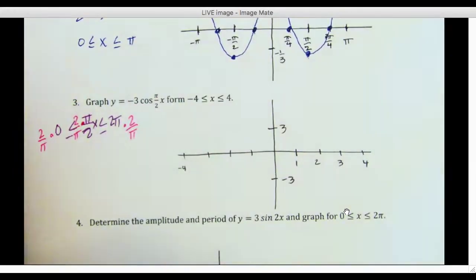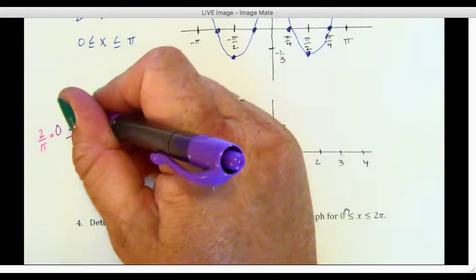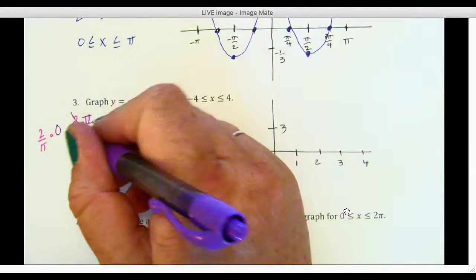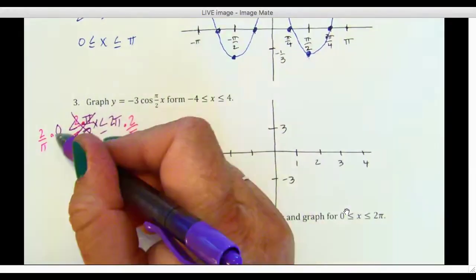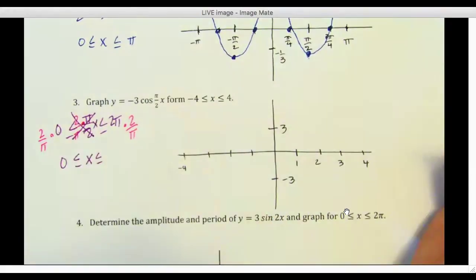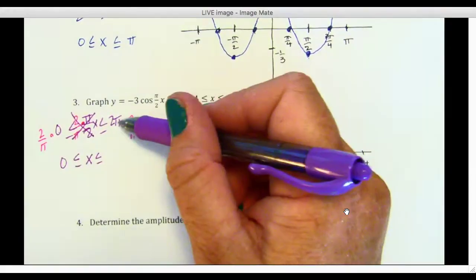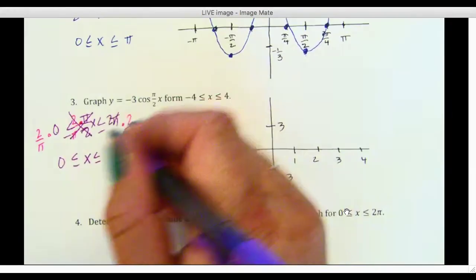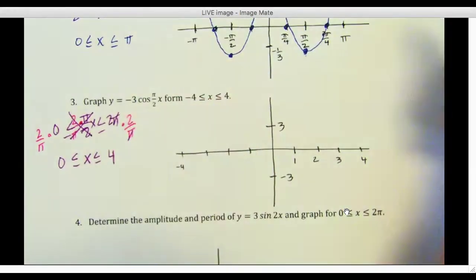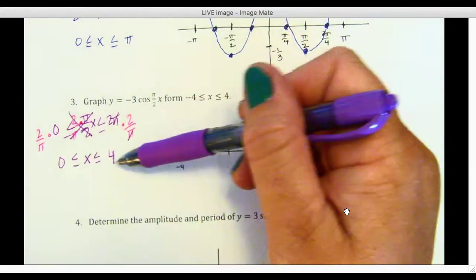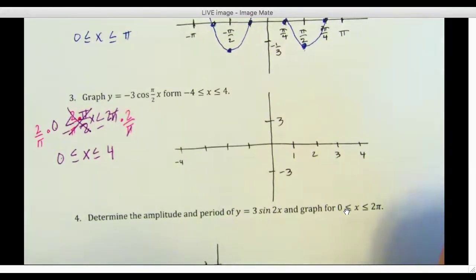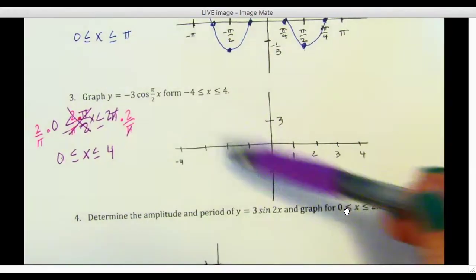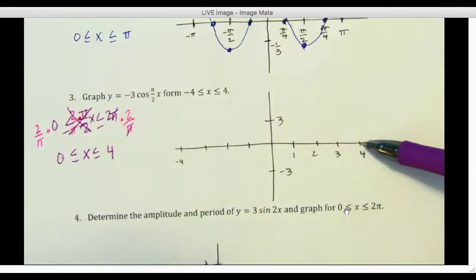And when I multiply by 2 over pi, my 2's cancel and my pi's cancel, and I have x by itself in between. 0 times 2 over pi is still just 0. And then here my pi's cancel, and I have 2 times 2 is 4. So now my graph starts at 0 and ends at 4. Not 4 pi, but just the number 4. There's no pi's in my x-axis values now. So this graph is going to be going from 0 to 4.